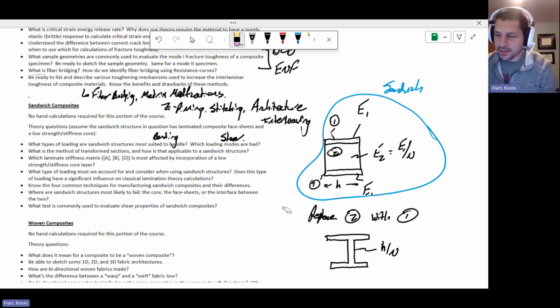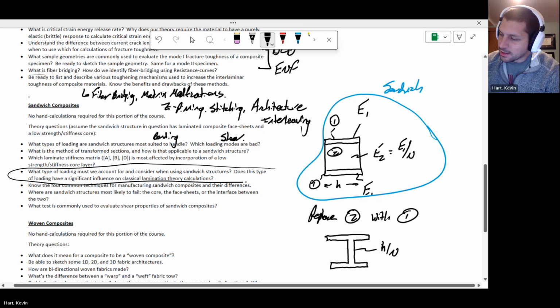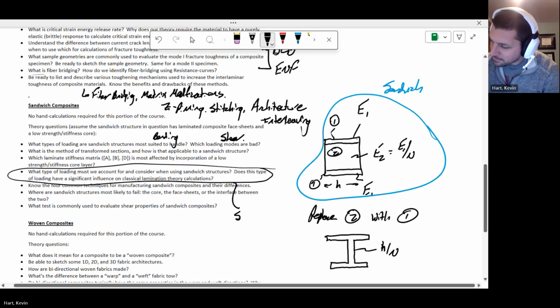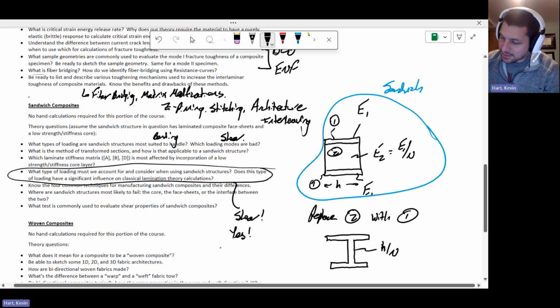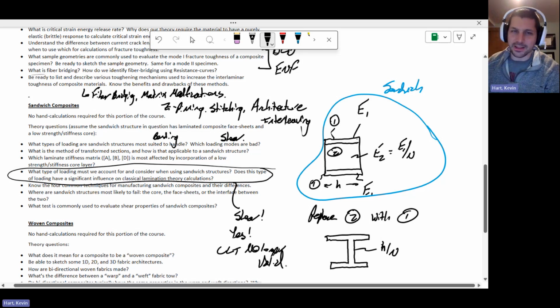So huge, right? Okay. What type of loading must we account for and consider when using sandwich structures? Shear. Does this type of loading have a significant influence on the classical lamination theory? Yes, it does. CLT no longer applies. So it's no longer valid. You cannot use classical lamination theory once you make a sandwich structure.